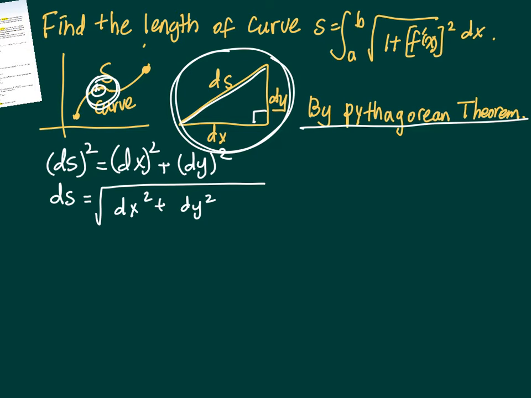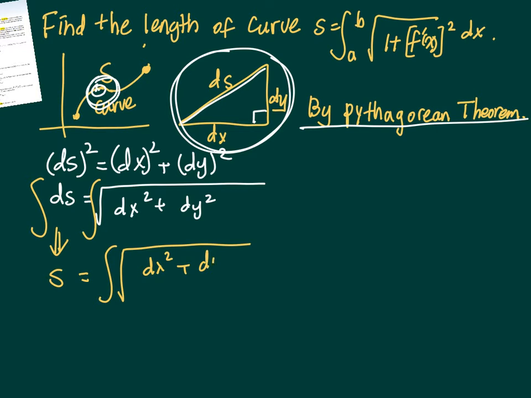From here, I'm going to integrate both sides. We only get s this time, because one integral and one derivative cancel each other out. So we have the integral of the square root of dx squared plus dy squared. Now I'm going to have dx squared over dx squared, which is just 1, so we can put that inside of the square root.